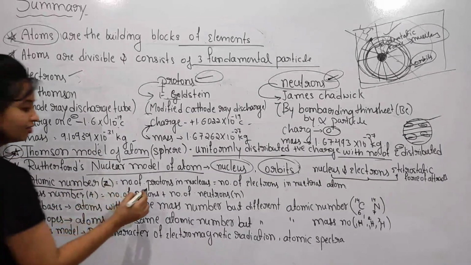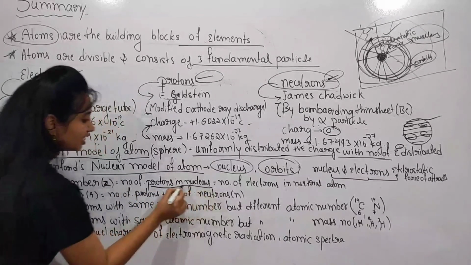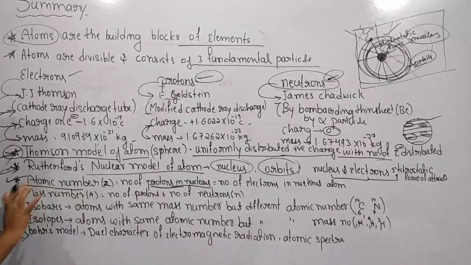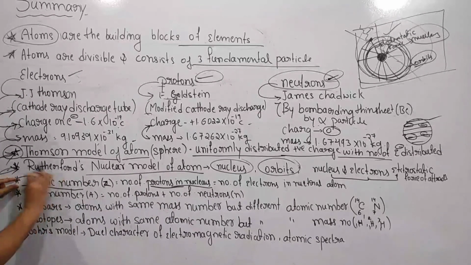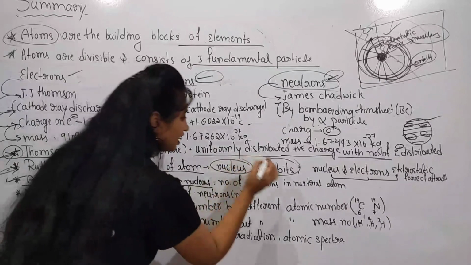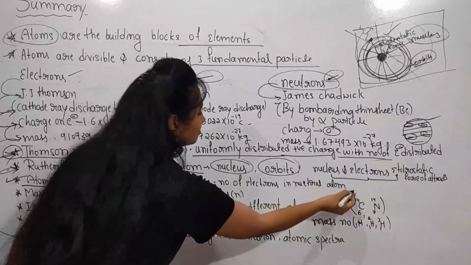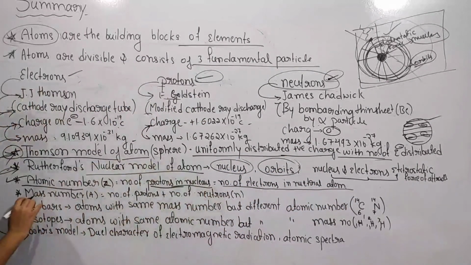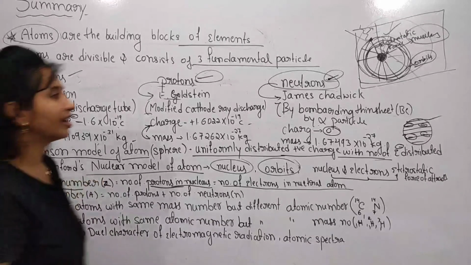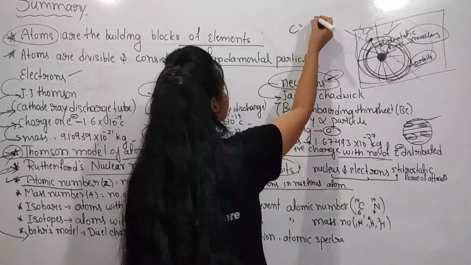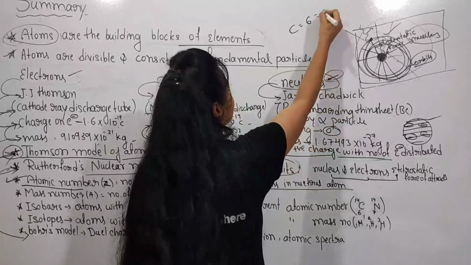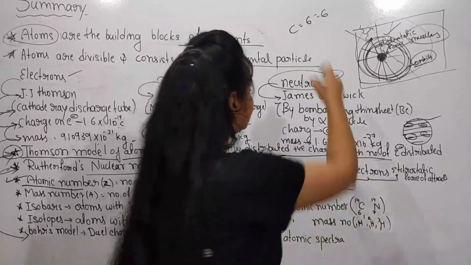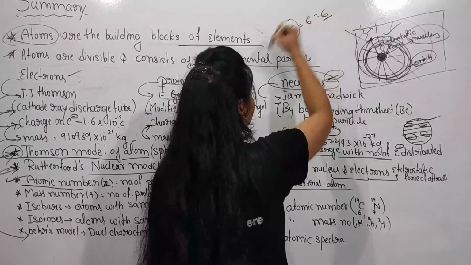The number of protons in the nucleus is equal to the atomic number, and the number of electrons in the neutral atom is equal to the atomic number. For example, we have 6 protons in carbon and 6 electrons in this carbon atom.